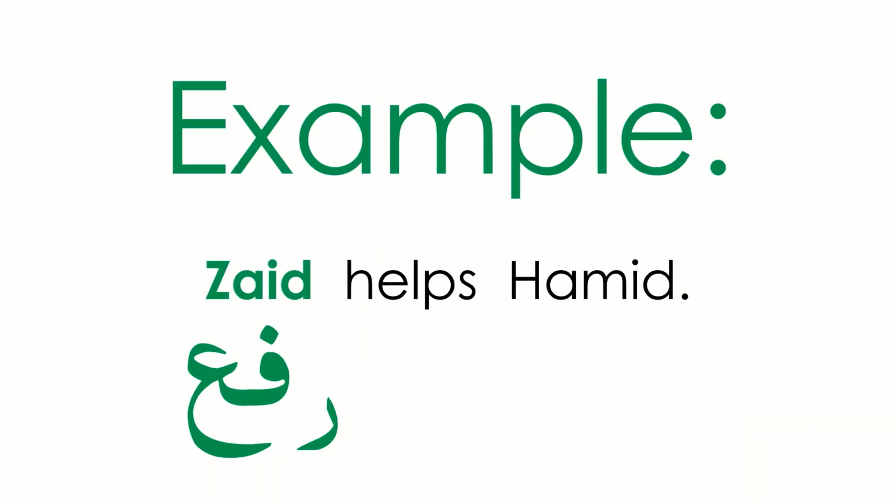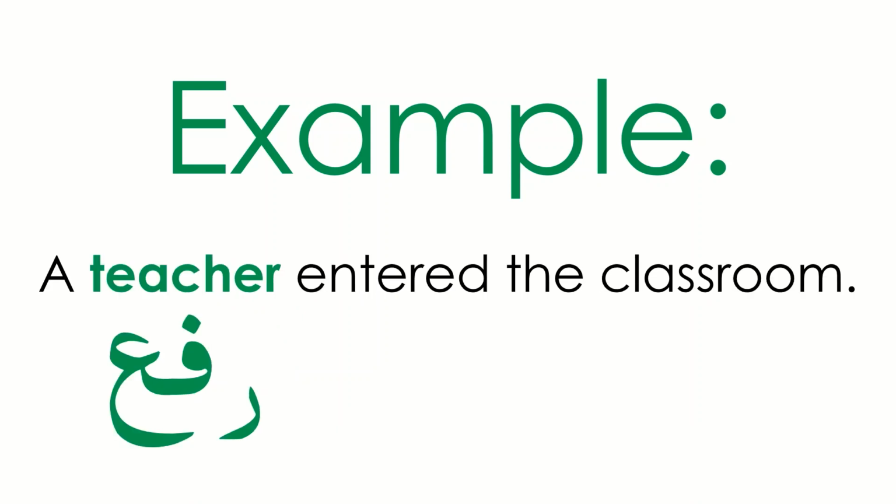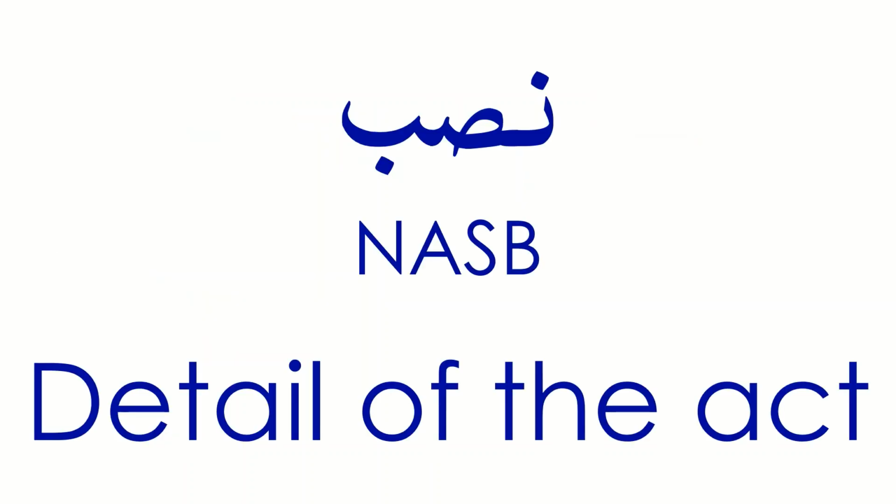Let's take a look at the following example. Zaid helps Hamid. Here we can see that Zaid is the doer of the act. He is helping Hamid. So according to the Arabic grammar, Zaid will be in Rafa status. Let's take another example. A teacher entered the classroom. Here, the teacher is the doer of the act, because of which it is in Rafa status, because the teacher is the one who is entering the classroom. This is the definition of Rafa status, that whenever a noun is the doer of the act, it will be in Rafa status.